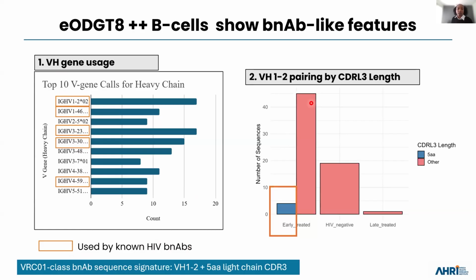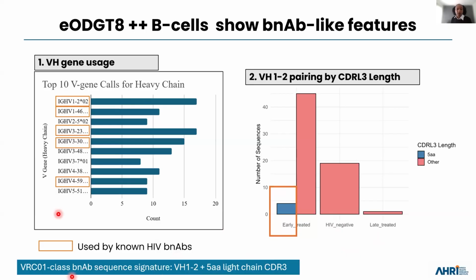We also have other genes that have been defined for other HIV bNAbs, so that was good. Then from there, we went on to look at the light chain. So we wanted to check whether this heavy chain pairs with the correct light chain that has a 5 amino acid. We only identified those in the early treated group. So the other two groups, which is the HIV negative and the late treated group, they do harbor the correct heavy chain and the correct light chain. The only missing thing is that they do not have the correct length for that particular light chain, meaning that they do not fall in this class of interest, right?